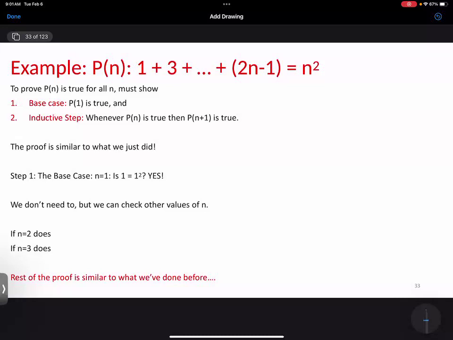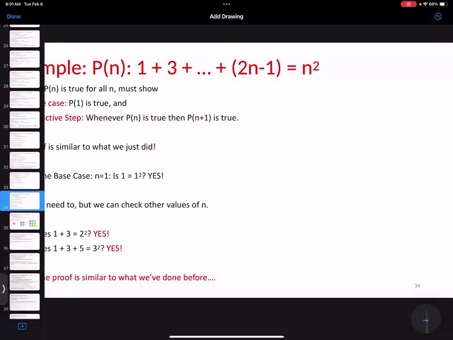And the claim is that if you sum the first n odd numbers, you get n squared. Well, we can check if n equals 1, does 1 equal 1 squared? Yes. We don't need to, but if we try to check n equals 2 and n equals 3, would that work? Yes. 1 plus 3 is 4, which is 2 squared. 1 plus 3 plus 5 is 3 squared, which is 9. So now I'll leave it to you to prove this by induction.